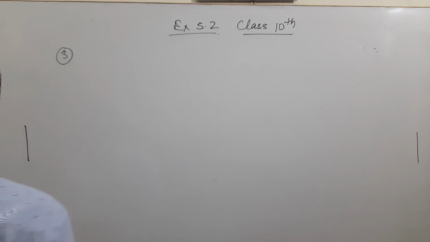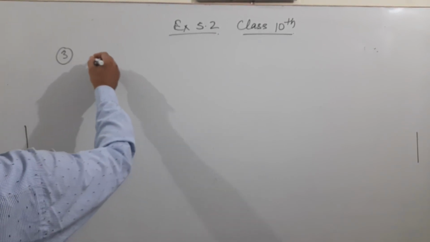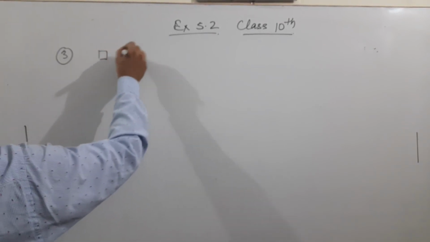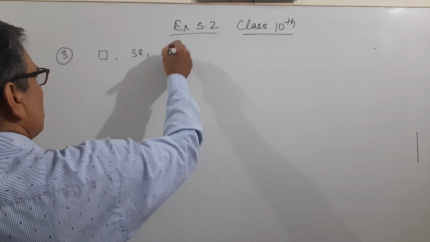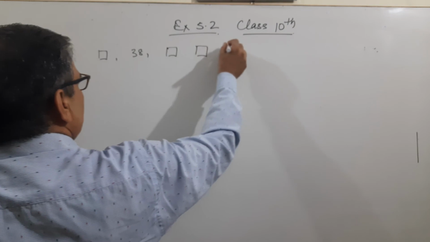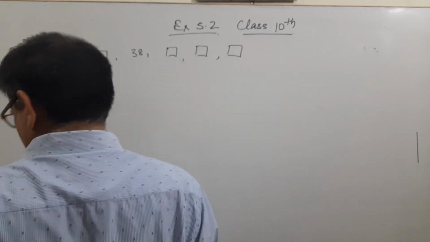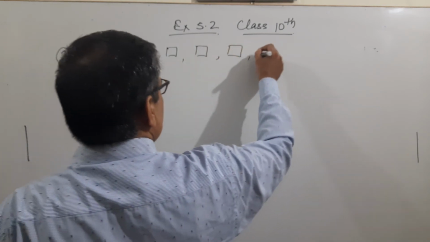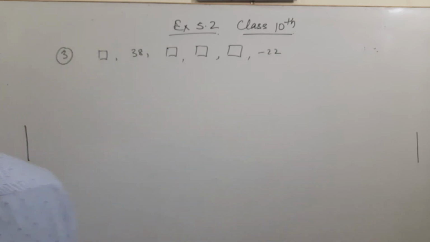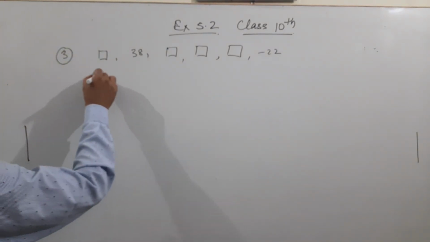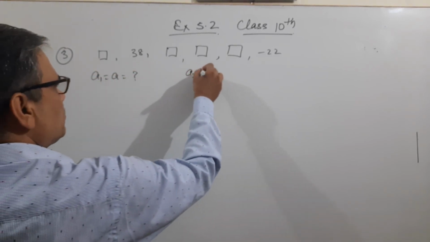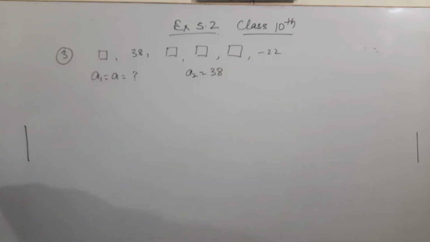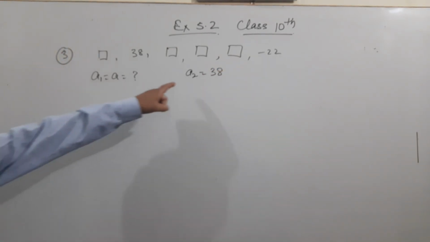And the fifth part is this. There are 3 boxes, 1, 2, and 3, and here is 38, and the last term is minus 22. What is this? This is A1, which we have to find out. This is A2, and A2 is equal to 38.